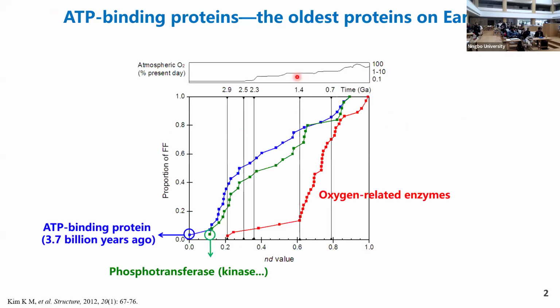Okay. First, regarding protein phosphoryl transfer, I think most people don't know that actually, the ATP binding protein is the oldest protein on Earth. About 3.7 billion years ago, the ATP binding protein emerged. And after that, the phosphotransferases, mainly constituted of kinases, emerged. So actually life is normally organized based on phosphorus chemistry.